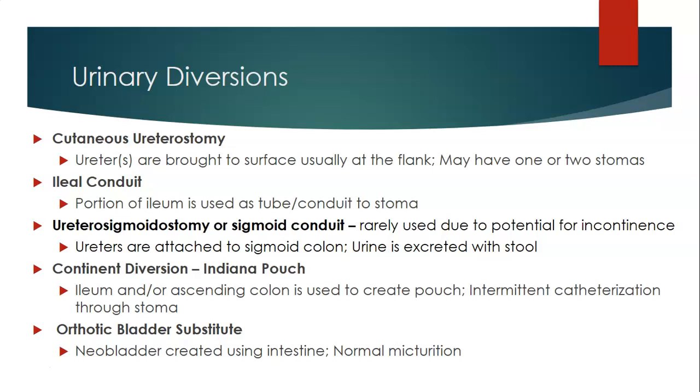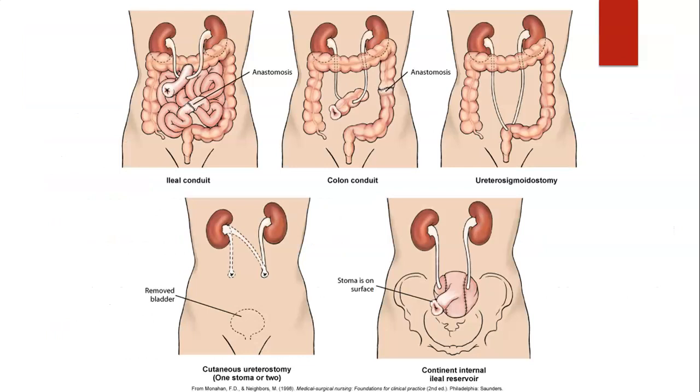Diversions can be continent or non-continent. So the cutaneous ureterostomy is going to be non-continent. I have a picture coming up where some of this might make a little more sense. Let me fast forward there. So this is kind of what we're talking about here. This is where the bladder would be for the cutaneous ureterostomy. Instead of these ureters coming down to meet the bladder, they come out to stomas on the abdomen. From here, some form of collection bag will be present.